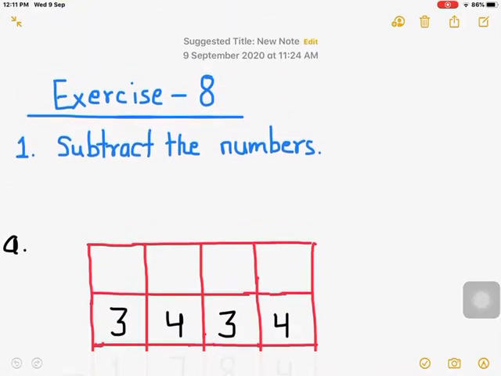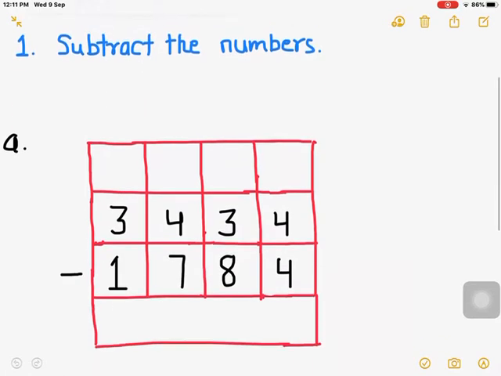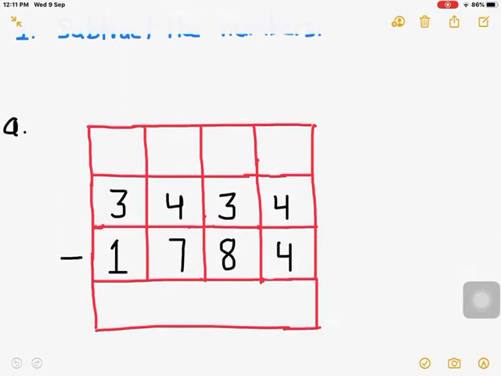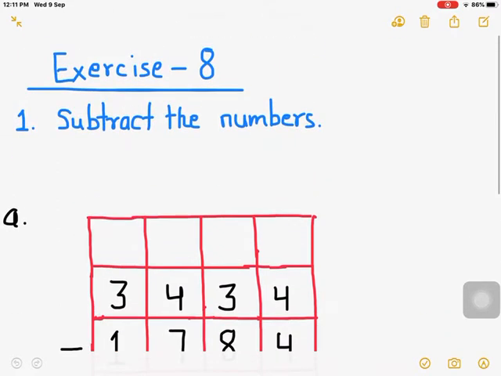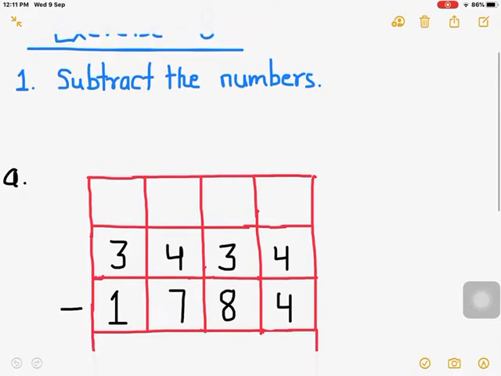Today, in our math subject, we are going to solve problems related to subtraction. Today, we are going to subtract 4-digit numbers by borrowing. Okay, by borrowing. Now, let us start. I have written the question here from Exercise 8. Subtract the numbers. Question number A here.